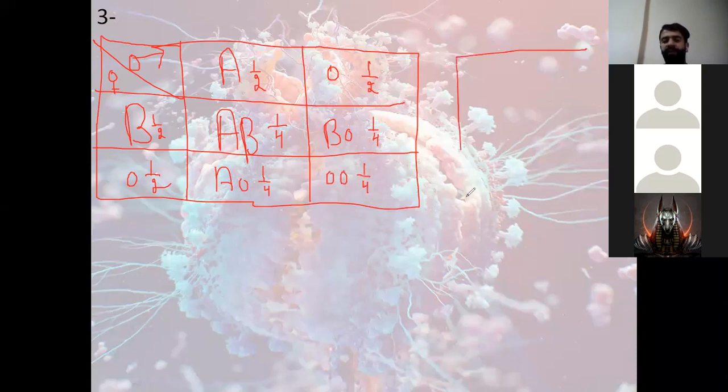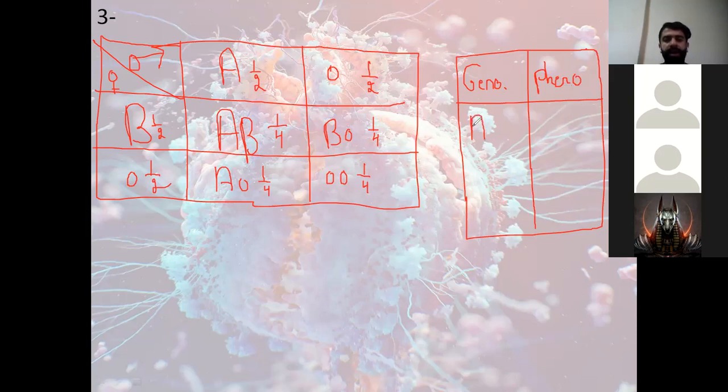Moving now to the table of results. In the table of results, we have to divide it into genotype and phenotype. So I'm going to write geno and pheno to make it faster. Okay, genotype. We have AB, 1 over 4. BO, 1 over 4. AO, 1 over 4. And OO, 1 over 4.